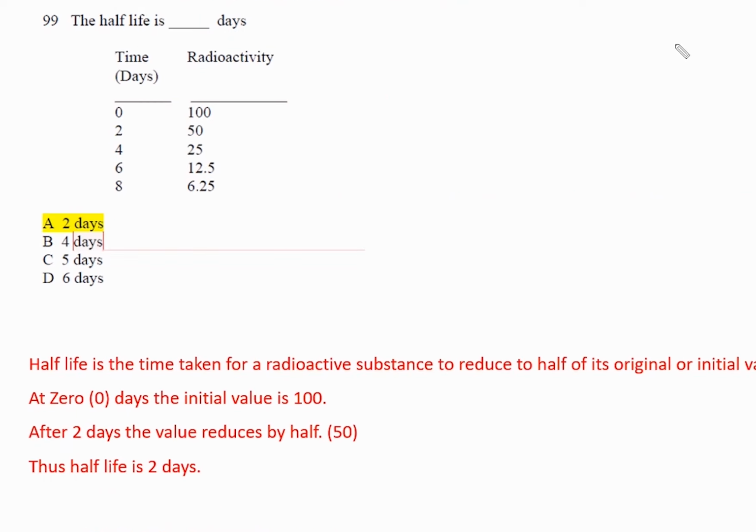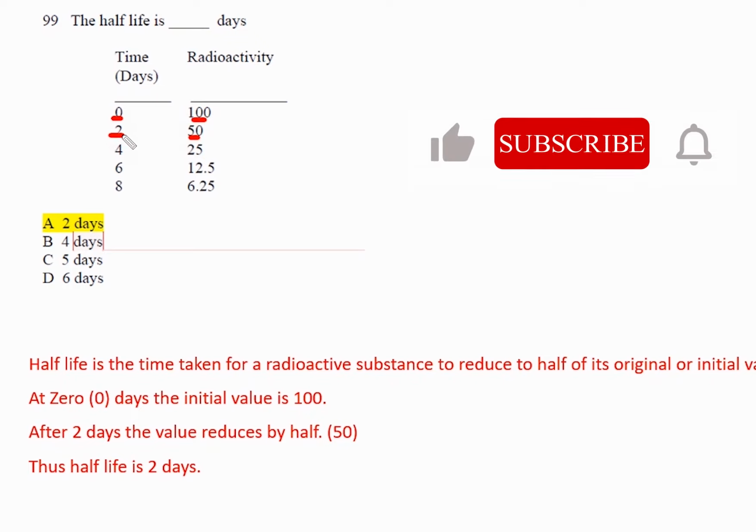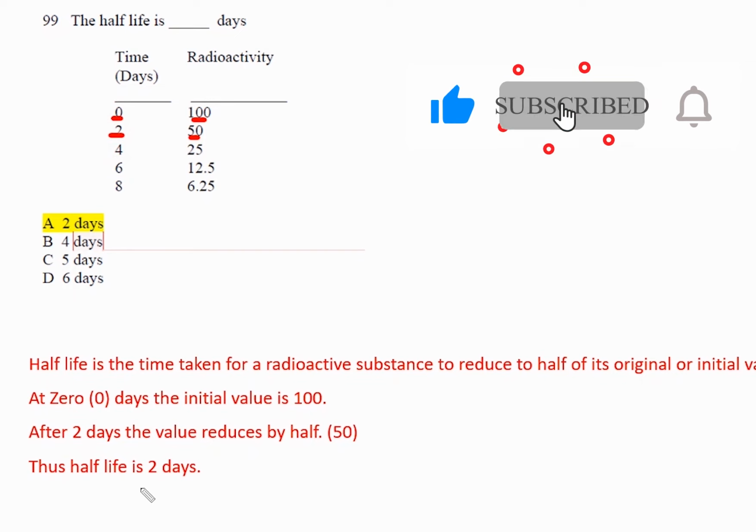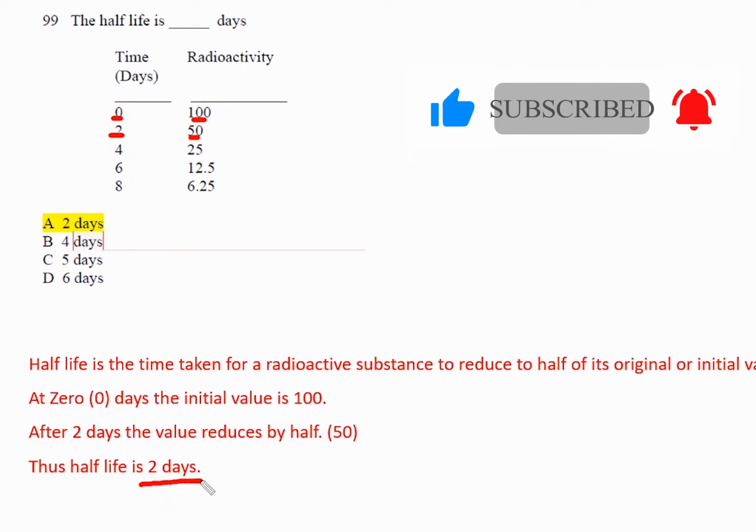Question 99, we're talking about half-life. Half-life is the time taken for a radioactive substance to reduce by half of its original or initial value. So if you look at this table here, at 0, the value was 100. So for this value to reduce by half, it means it has to reduce to 50. So it took how many days? 2 days. So the half-life becomes 2 days, because it took 2 days for this substance to reduce by half.